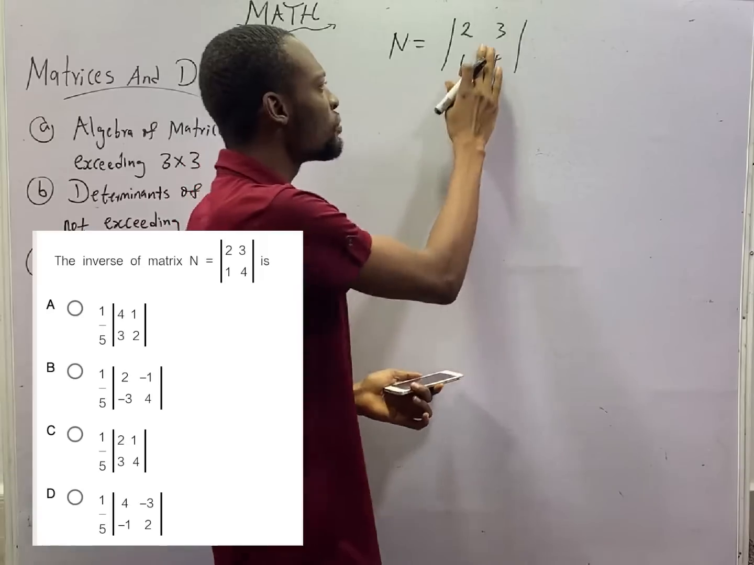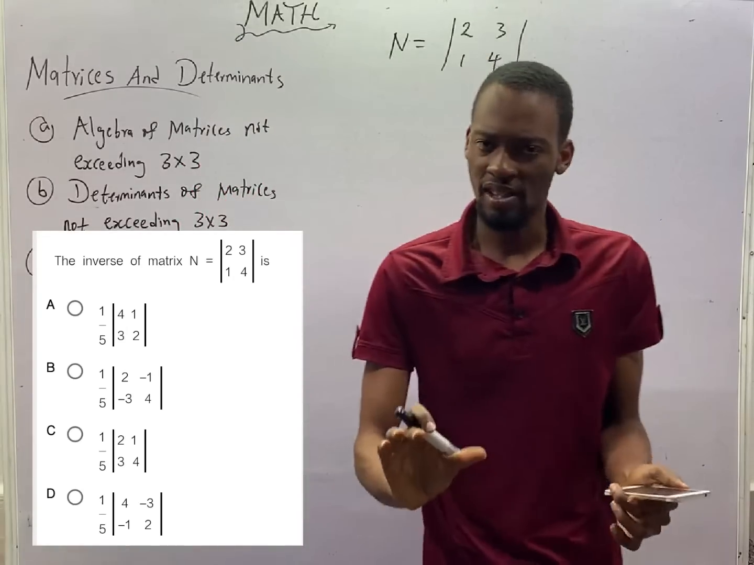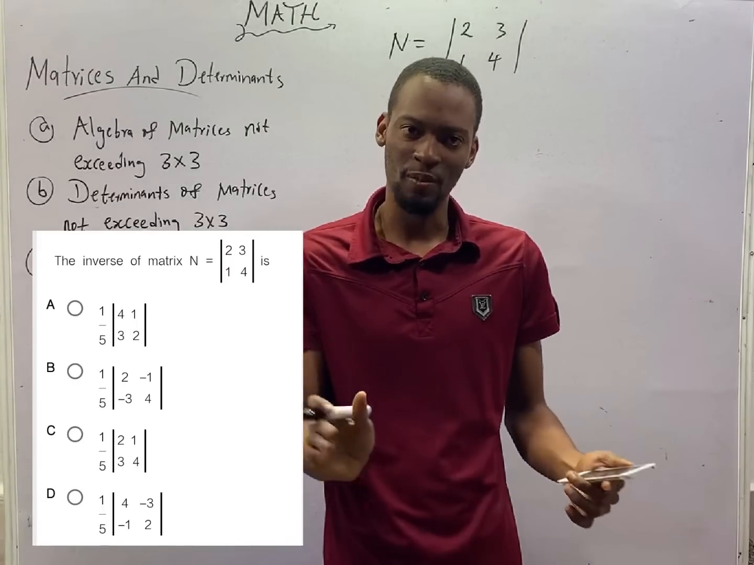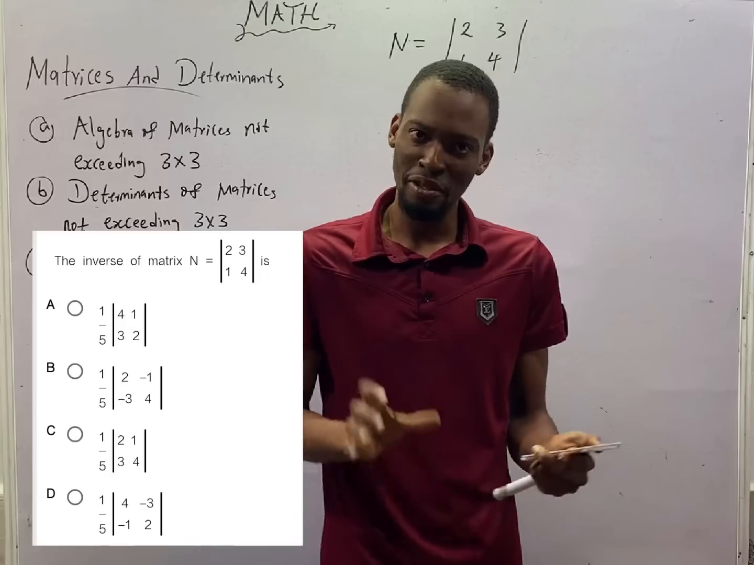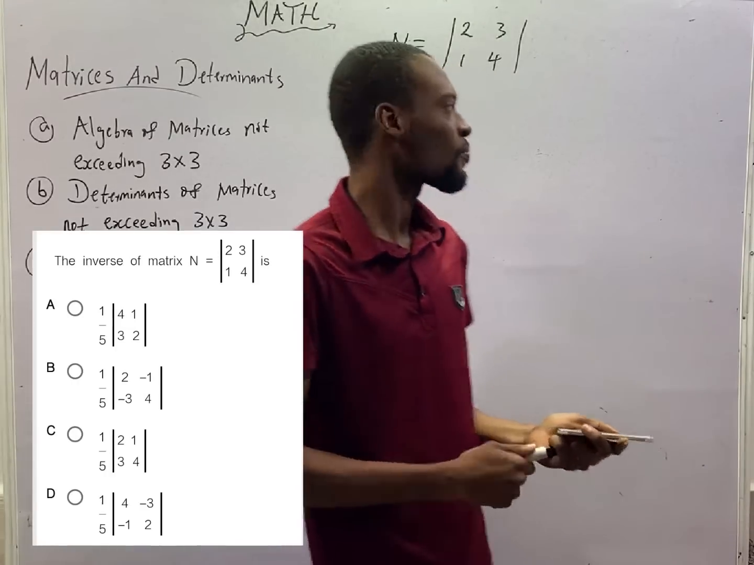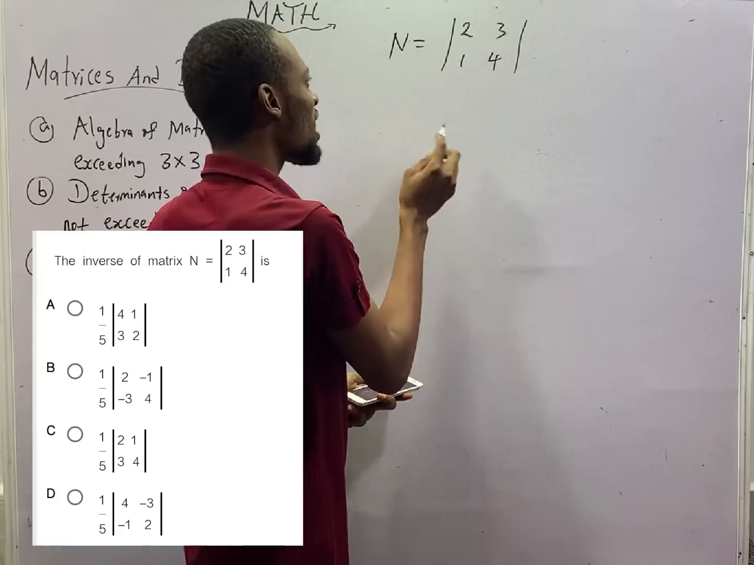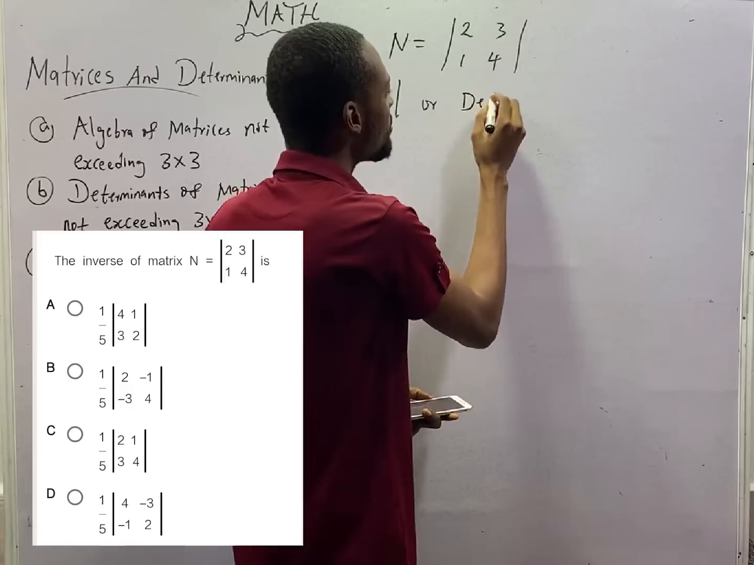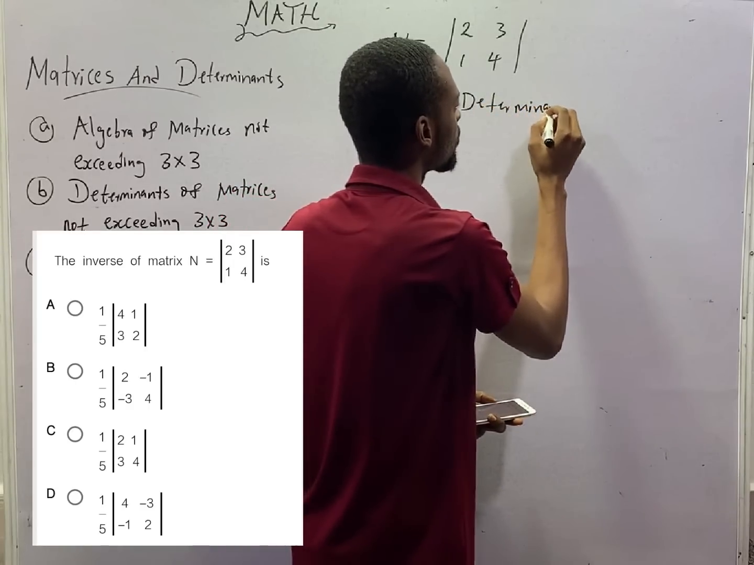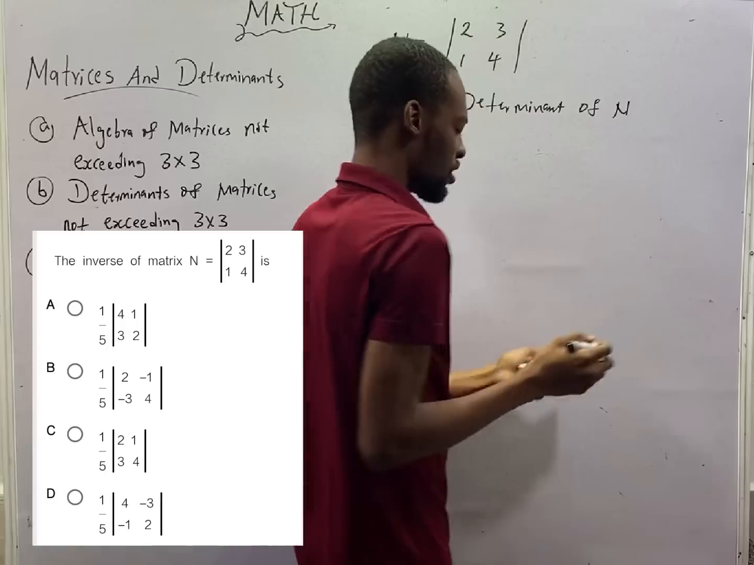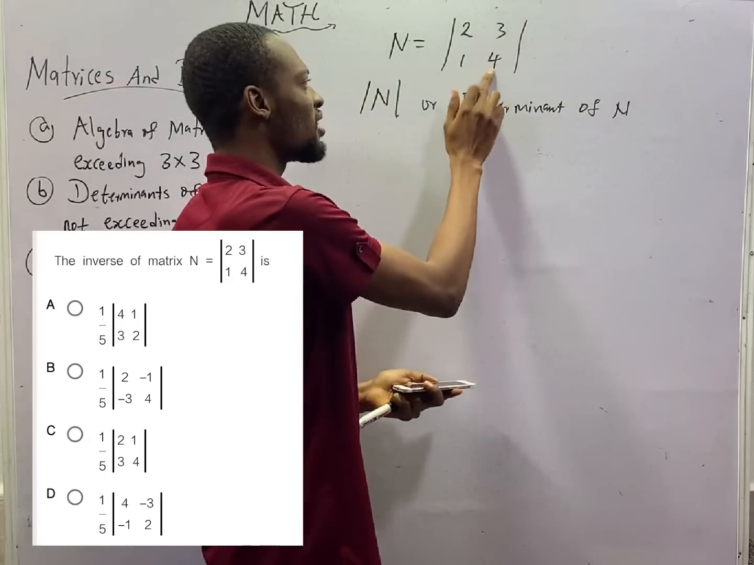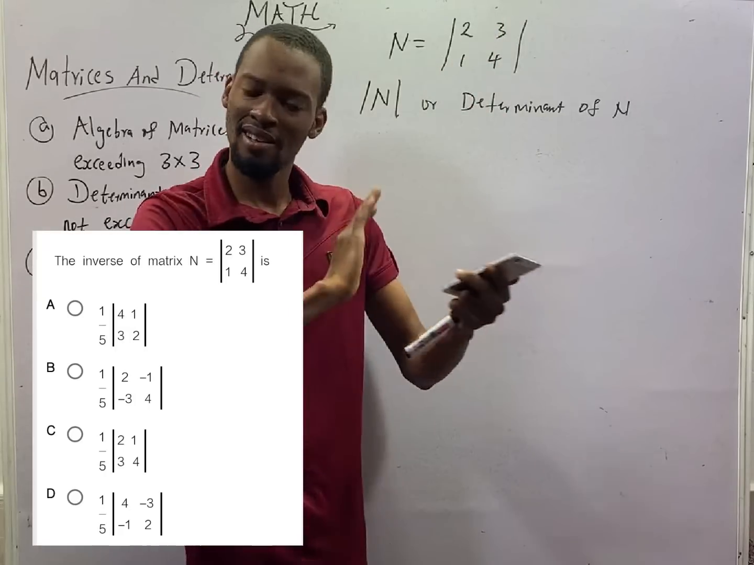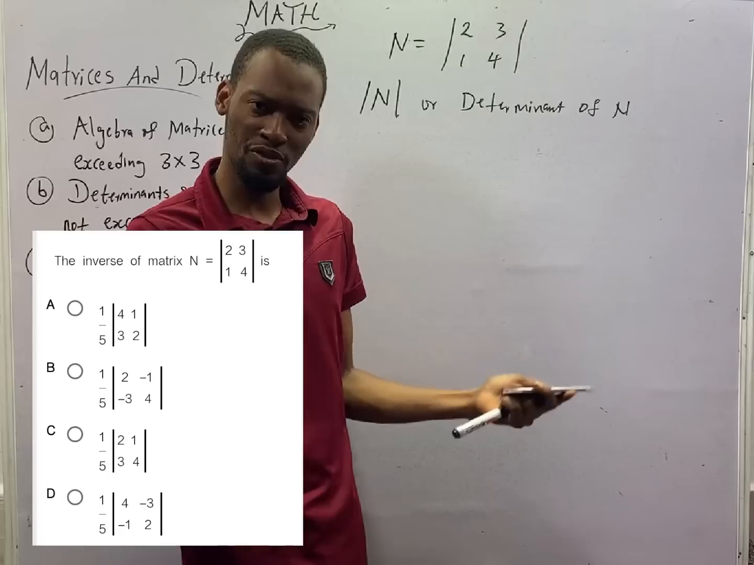Before you look for the inverse of 2 by 2 matrices, the first thing you do is to find the determinant. How do you find the determinant of 2 by 2 matrices? Look at this. If you are given a 2 by 2 matrix and you are asked to look for the determinant of N, simply use this guy to multiply this guy minus this guy times this guy. That is the determinant of any 2 by 2 matrix.